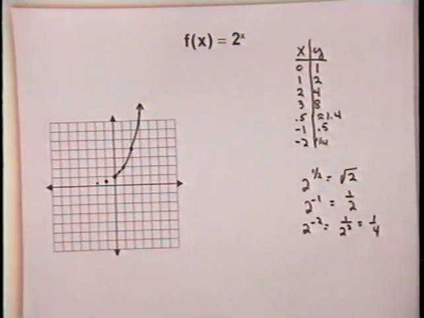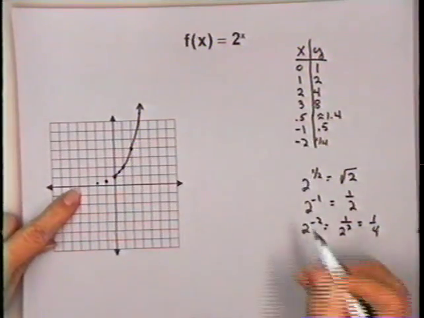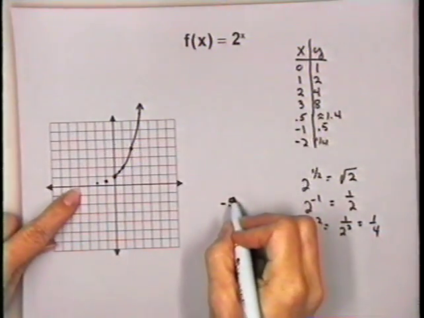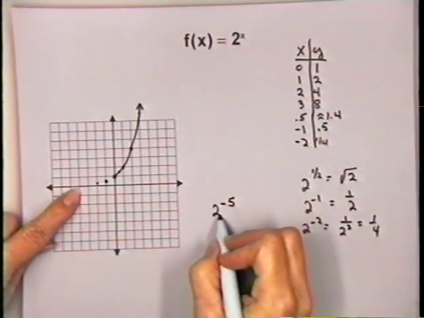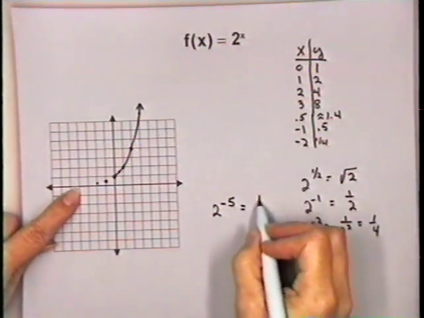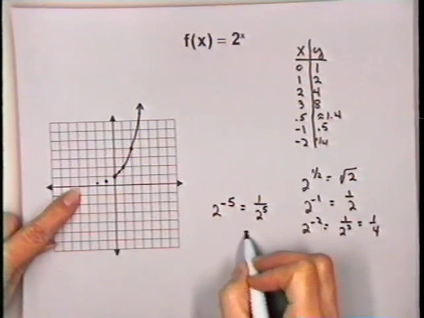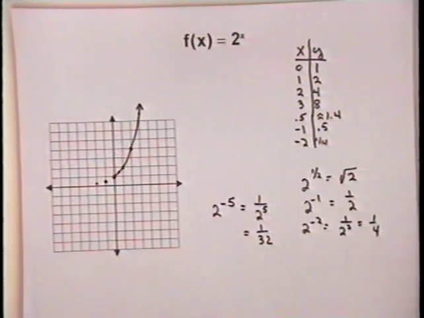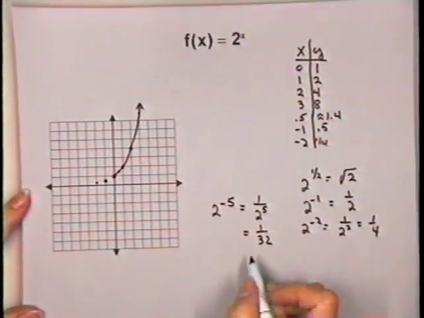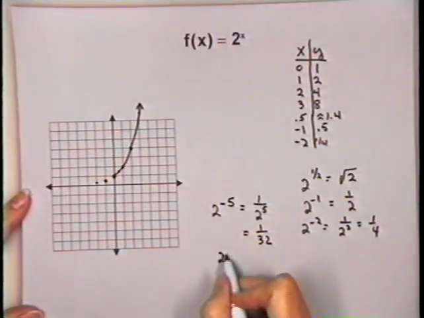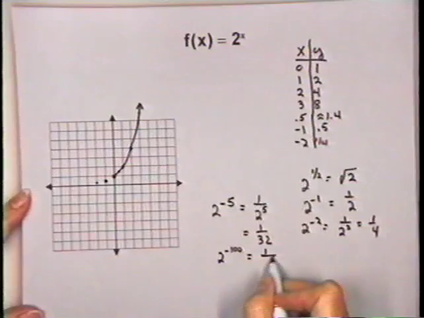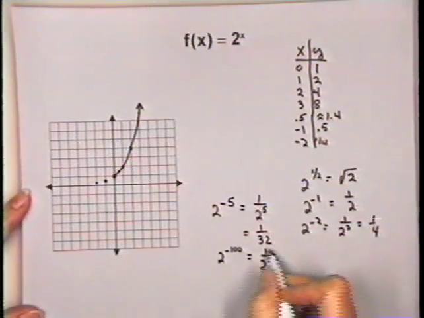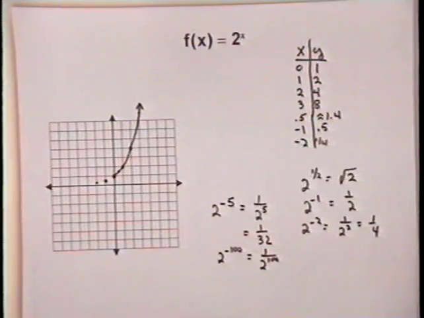Now, can you see that as we continue to go this direction, for instance, if we chose negative 5 for x, I would have 2 to the negative 5 power, which is 1 over 2 to the 5th. That's 1 over 32. Now that's getting very, very small, but notice that it is still slightly above the x-axis, isn't it? In fact, if I chose something really way out there like negative 100, 2 to the negative 100 is 1 over 2 to the 100. This is still going to be positive. It's going to be very, very small.